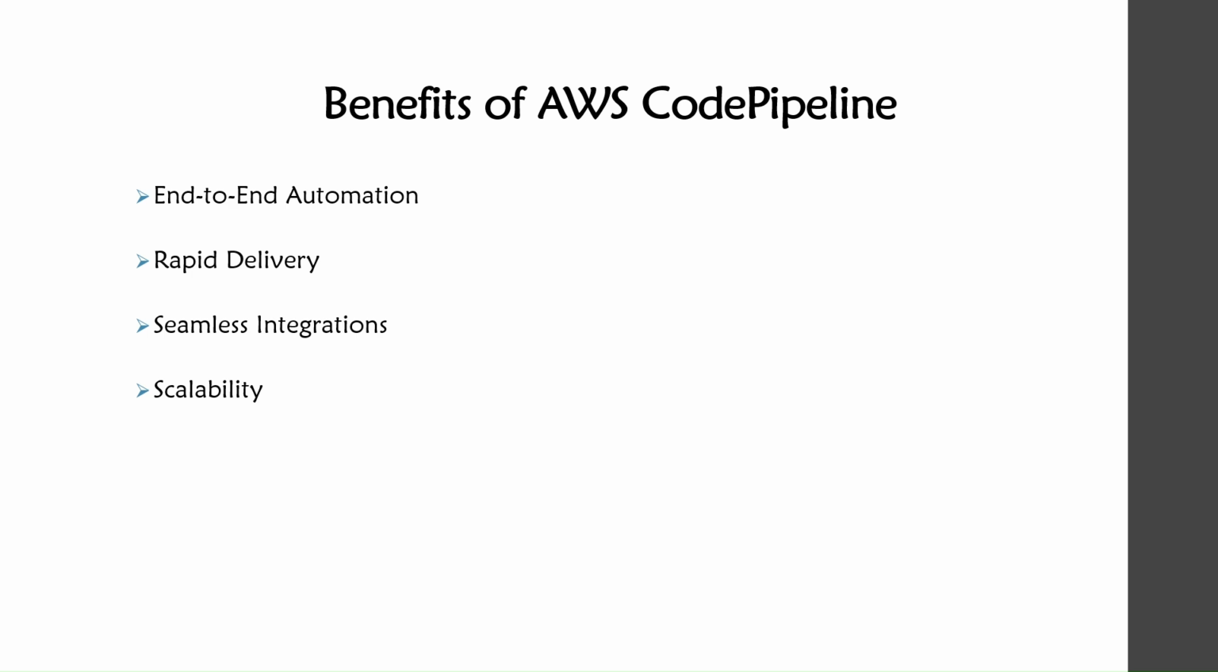Scalability, another benefit. AWS CodePipeline can scale effortlessly to accommodate growing applications or expanding teams. It can handle larger volumes of deployments, run multiple pipelines in parallel, and support distributed environments across different AWS regions or accounts, ensuring it meets the demands of your application growth. So these benefits make AWS CodePipeline a powerful tool for modern DevOps practice, improving productivity, speeding up software releases, and ensuring the stability of the application at scale.